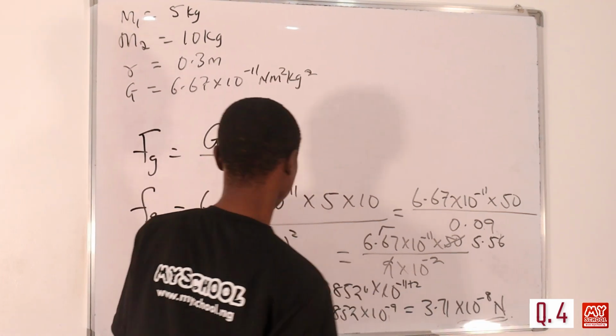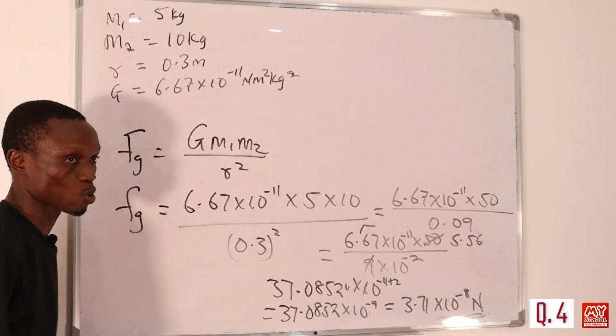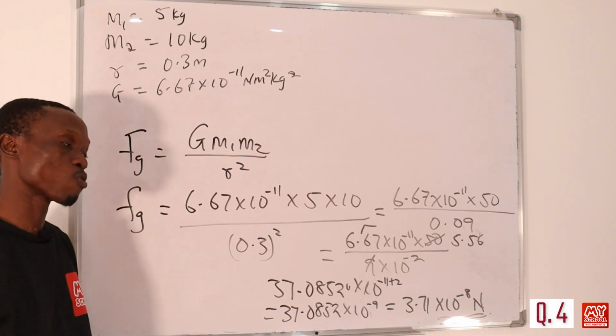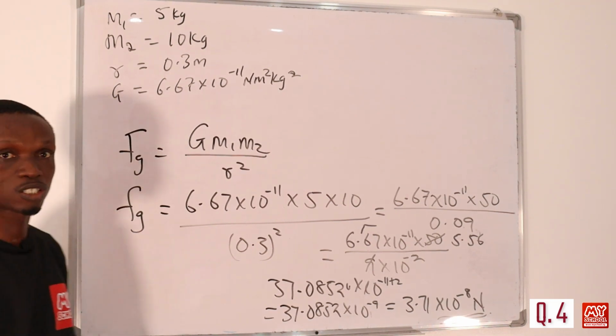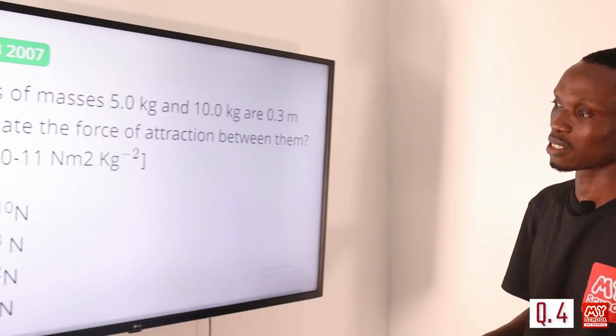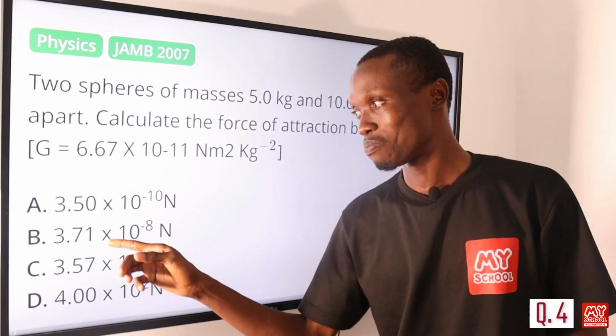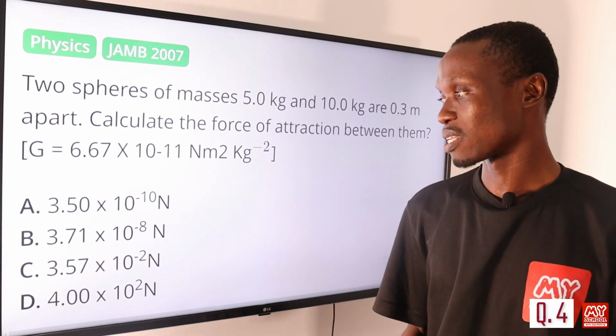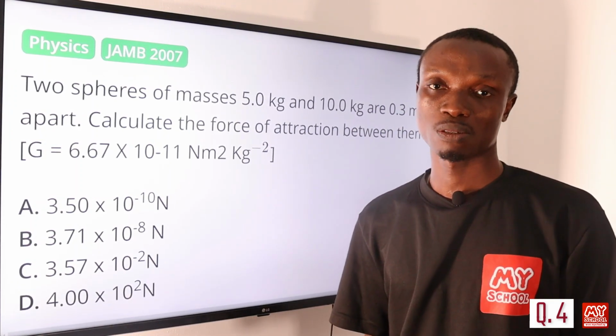So the force of attraction between the two masses is equal to 3.71 times 10 raised to power minus 8 Newton. Let's move over to the screen to pick the correct answer to this question, and that is option B, 3.71 times 10 raised to power minus 8 newtons.